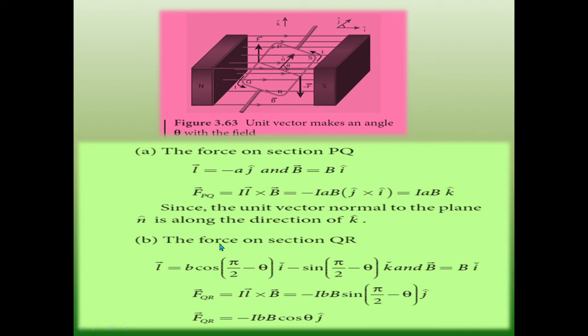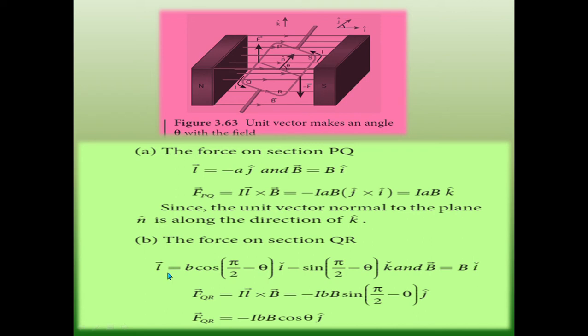Then next, the force on section QR. Here the force acting on the section QR. QR makes a right angle triangle. Here QR represents the sum of the two adjacent sides. Here this is 90 degree, which makes an angle theta, that is why 90 degree minus theta. So the summation of these two adjacent sides gives us the L vector.